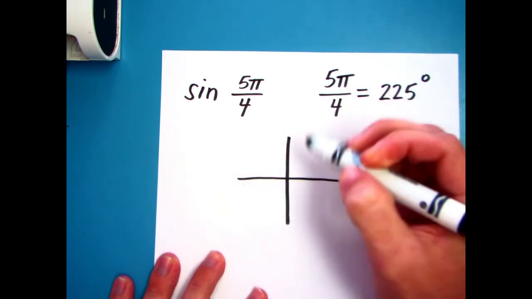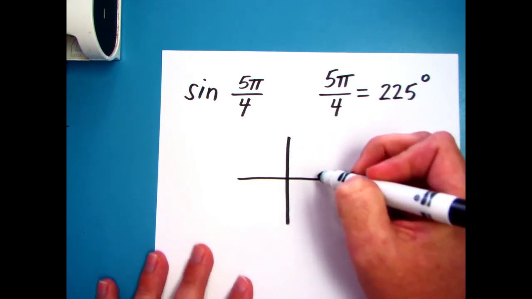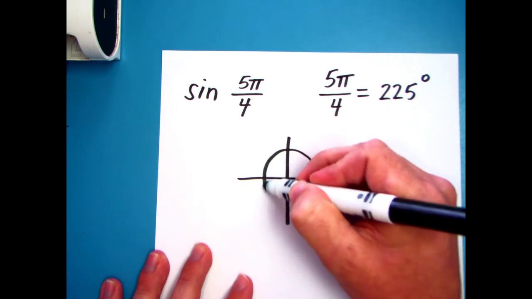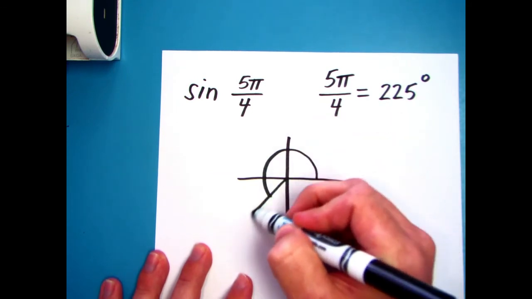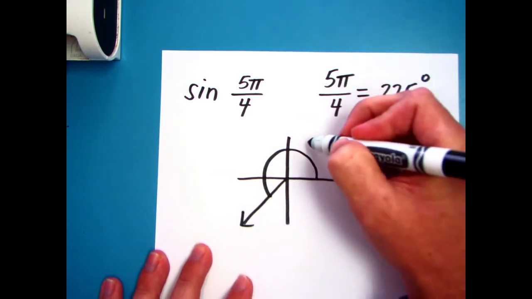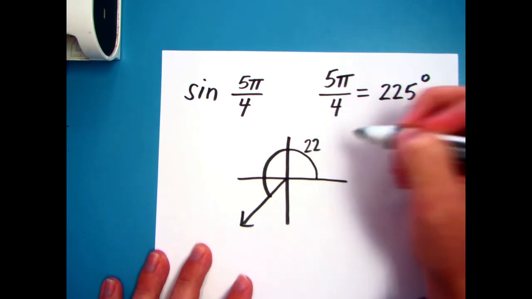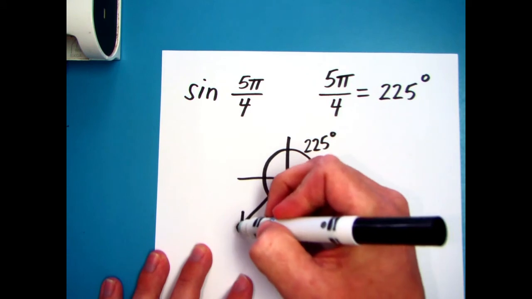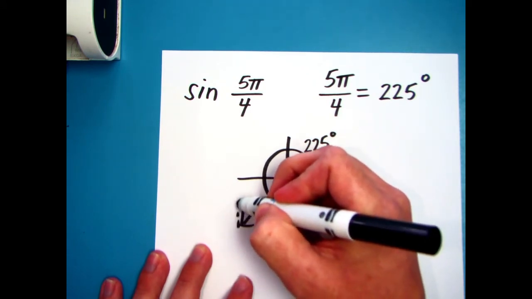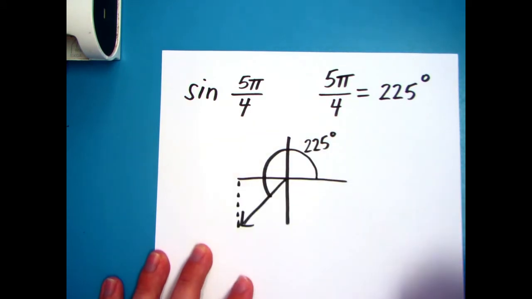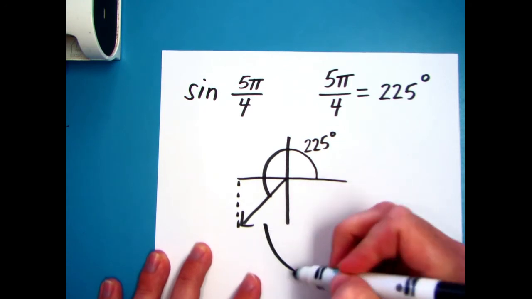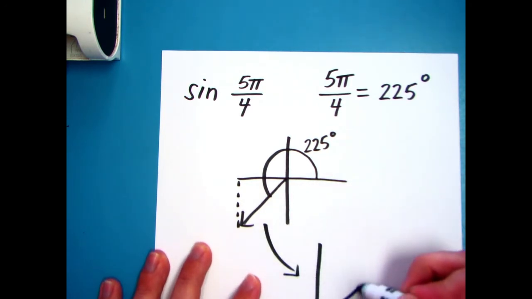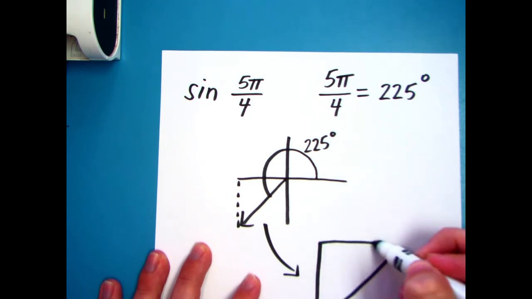If we draw 225 degrees in standard position, that puts us in quadrant 3. Step 2, let's finish that triangle, complete the triangle with one side touching the x-axis. Step 3, we export that triangle.